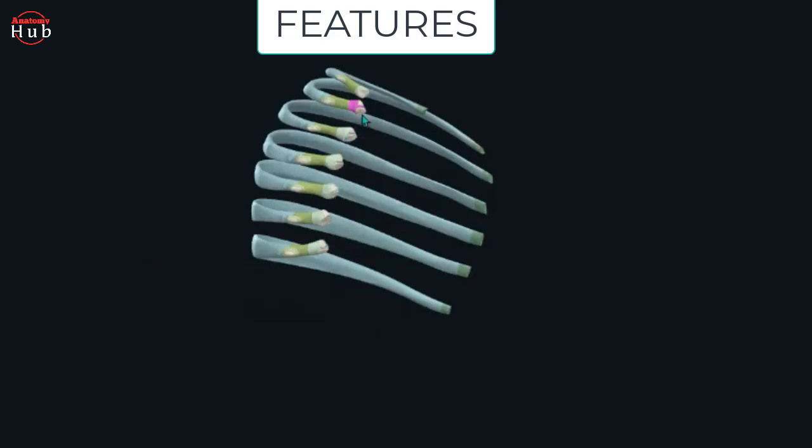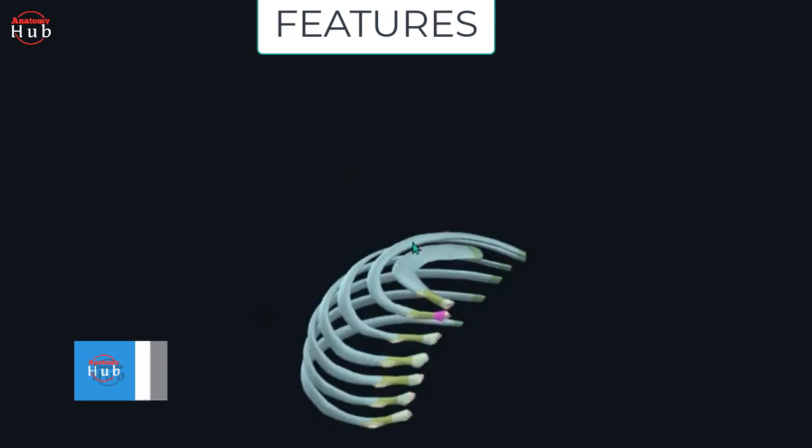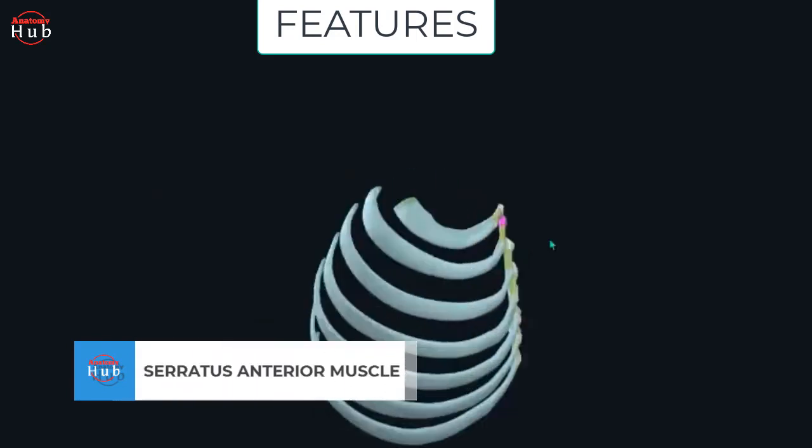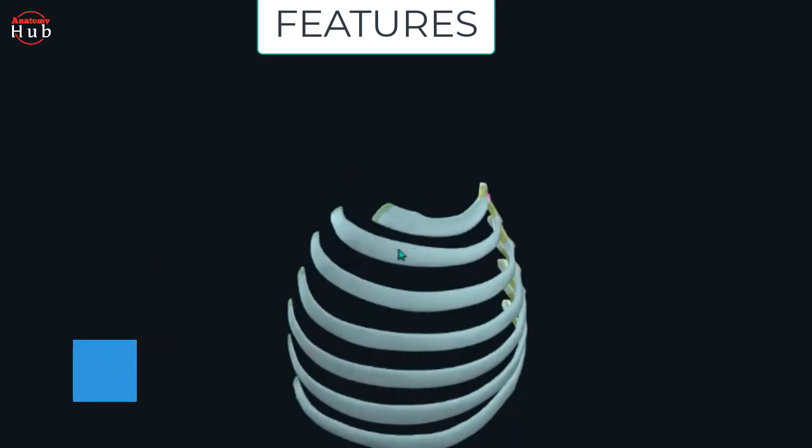And here you'll find the second rib, it is roughened here. It is rough in surface. Okay, why it is rough? Because this upper surface gives attachment or origin to the serratus anterior muscle. Okay, from the upper surface of the second rib you will find the origin of your serratus anterior muscle.